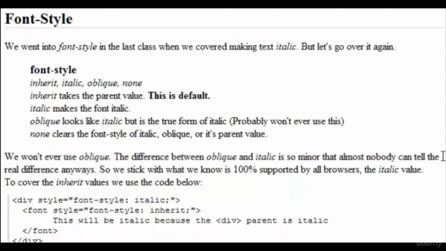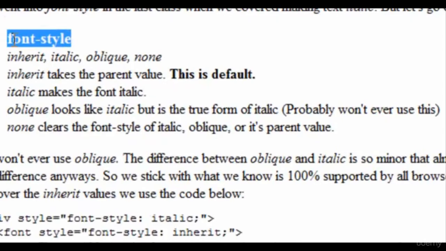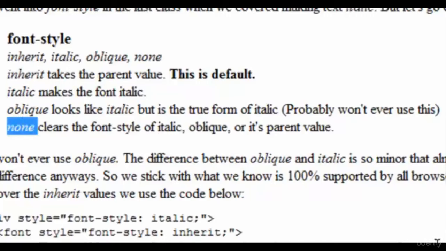Now we have our font style. We went into font style in the last class when we covered making font italic, but let's go over it again real quick. So here we have our font-style, that's the property. It accepts inherit, italic, oblique, and none. Remember that oblique basically is italic. I would just stick with italic. Inherit is default, and none clears the font style completely.